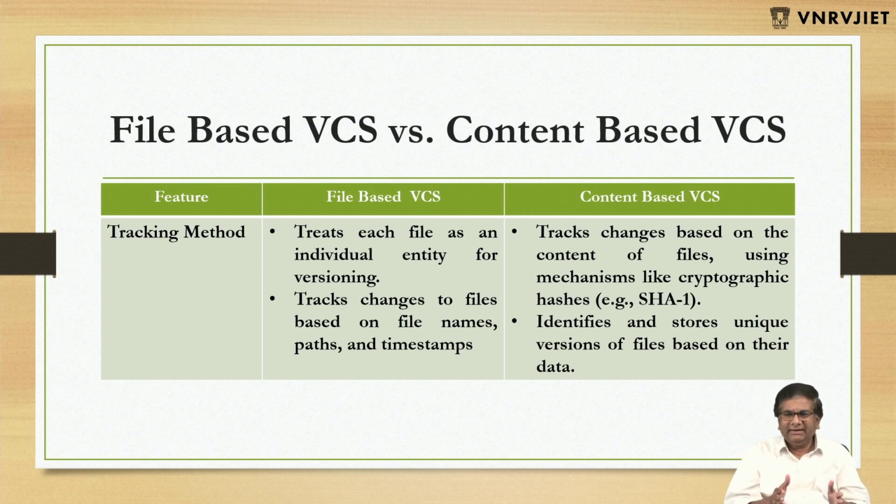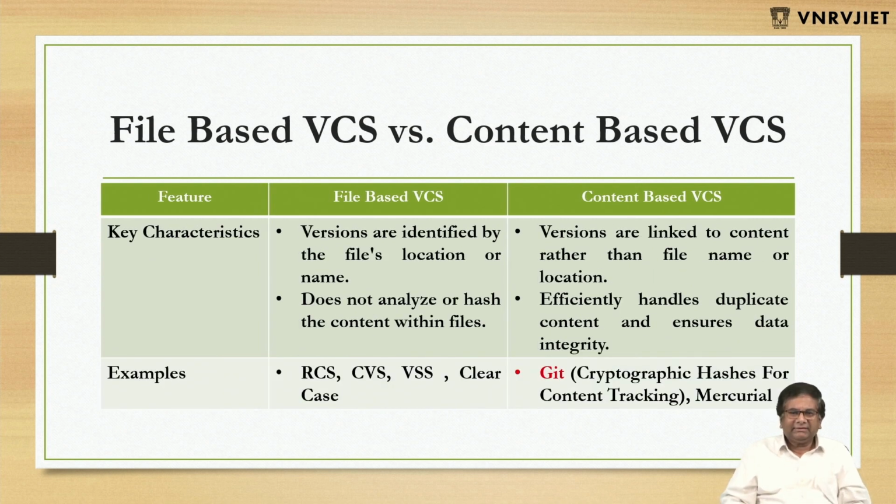Basically the difference is, in a file based version control system, the changes are applied file by file. Whereas in a content based system, even though the changes are done to individual files, the entire change is treated as one change set. In a file based system, let's say there are four files changed, there are four changes. It will treat them like that. I think this is clear now. Let's go to the next one.